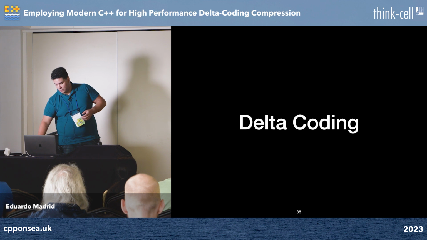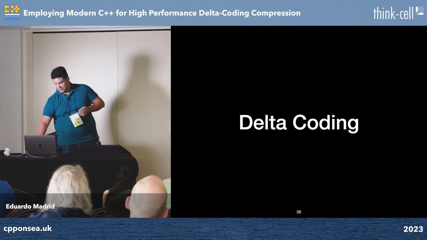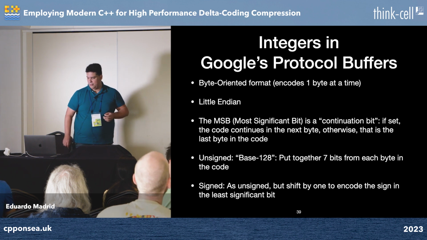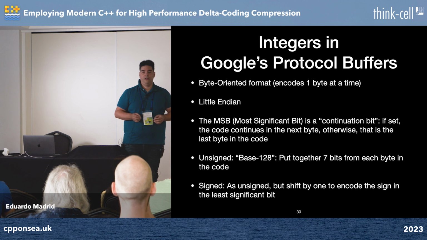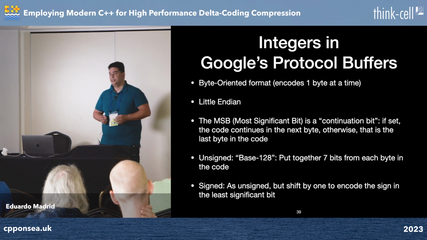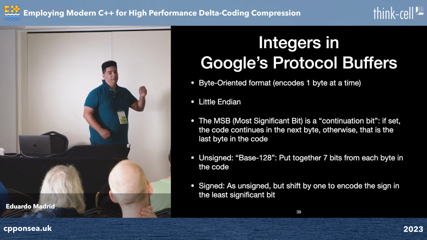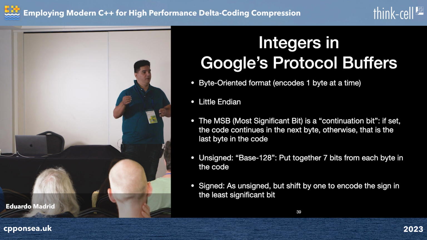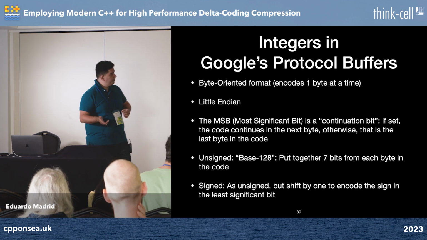Okay, so now that we have the necessary things to understand and talk about coding, let us talk about delta coding. Let's go over an example, which is very popular because everybody and their dog in the world uses Google protocol buffers. It is a byte-oriented format, meaning that the output of the protocol buffers with regards to integers is going to encode one byte at a time.